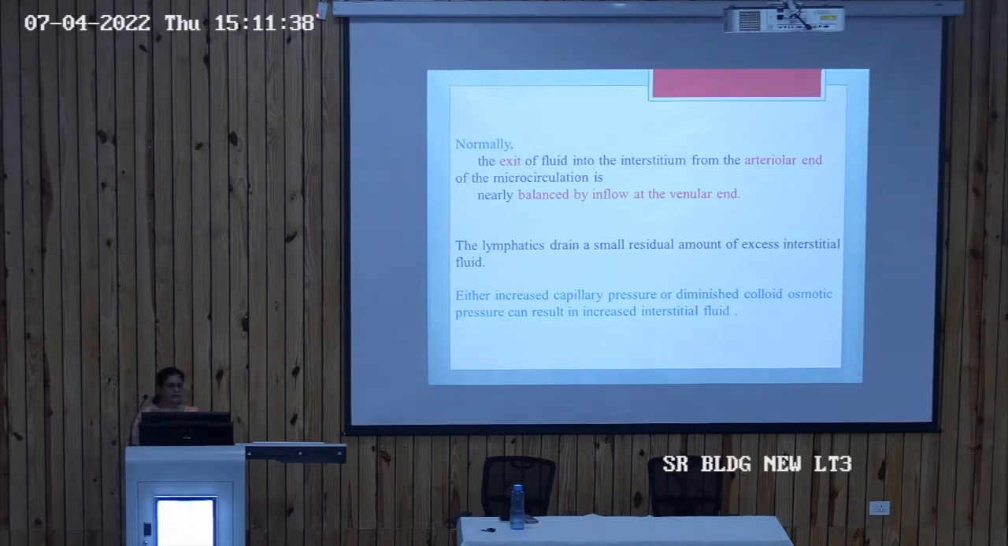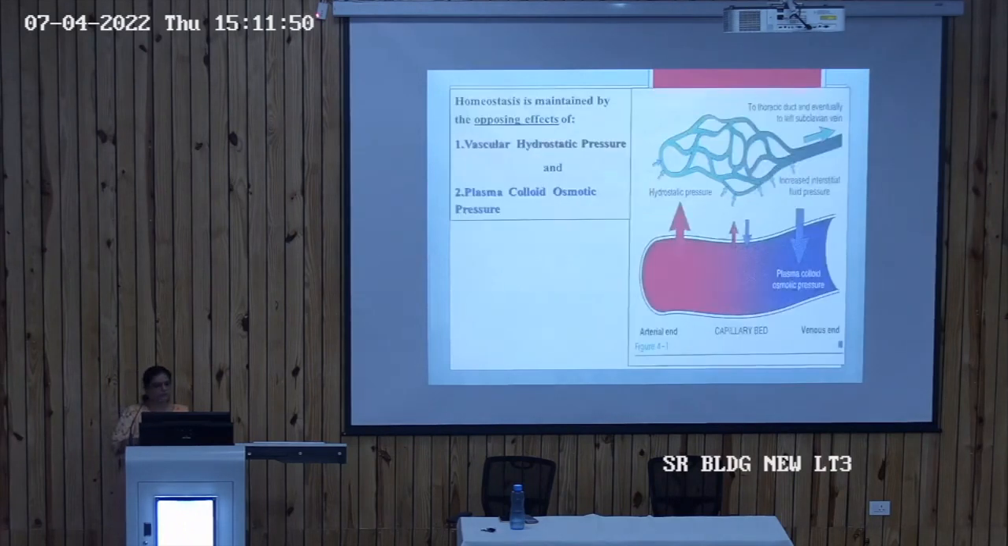Normally the lymphatics drain a small residual amount of excess interstitial fluid. Either increased capillary pressure or diminished colloid osmotic pressure can result in increased interstitial fluid. In this diagram you can see there is a balance of vascular hydrostatic pressure, which is exerted from inside out, and the plasma colloid osmotic pressure. This balance has to be maintained, and the small amount of fluid which exudes outside is removed by the lymphatics.